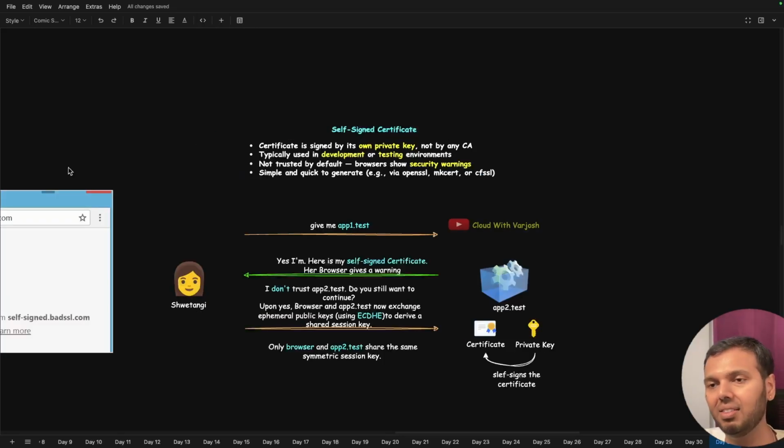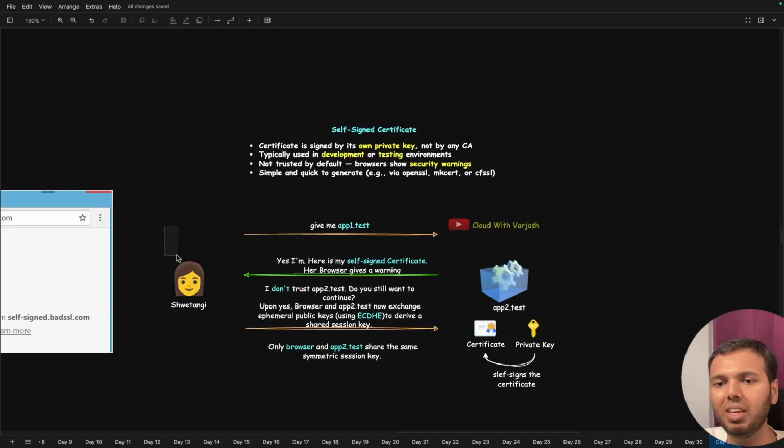Now let's discuss self-signed certificates. A certificate is signed by its own private key and not by any CA. As the name implies, the certificate is self-signed. Self-signed implies I created a key pair, and then I signed my certificate using my private key itself. That is called a self-signed certificate. But Varun, why would I do that? If you are testing your website on a browser, then you might want to check how it is accessible and how it appears on the browser. Then you would usually see developers use this.